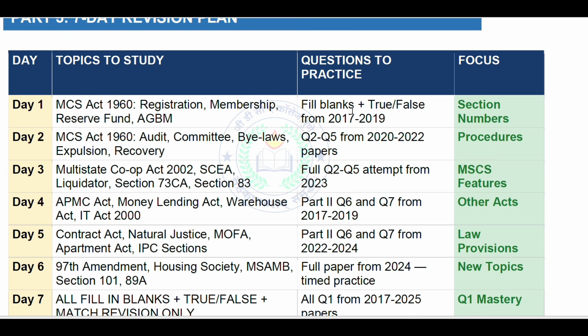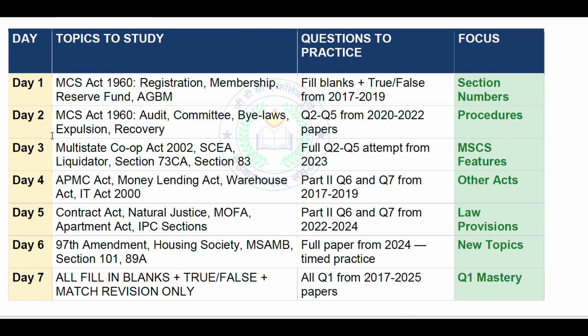Fill in the blanks and true or false questions asked in the last 2 years, and focus more on section numbers. Day 2: MCS Act 1960, Audit Committee, Bylaws, Expulsion and Recovery. Question 2 to question 5 from 2020 to 2022 papers, and the procedure is most important to focus on.